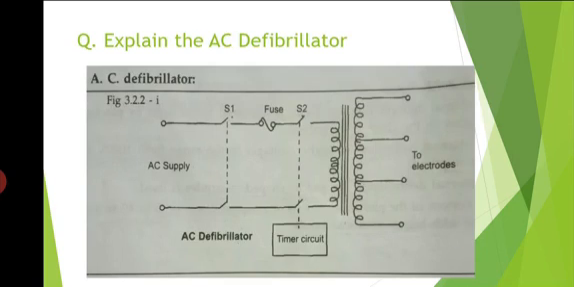First, we will see the AC defibrillator. This is the setup for the AC defibrillator. Directly from the mains, they give the input to the transformer. The secondary of the transformer is a multi-pointer tapped transformer, so whichever voltage we require, we can connect the electrodes to it. Here they use the S1 and S2 switches and a fuse. Using the switch you can control the timing, and the fuse controls the current limit.